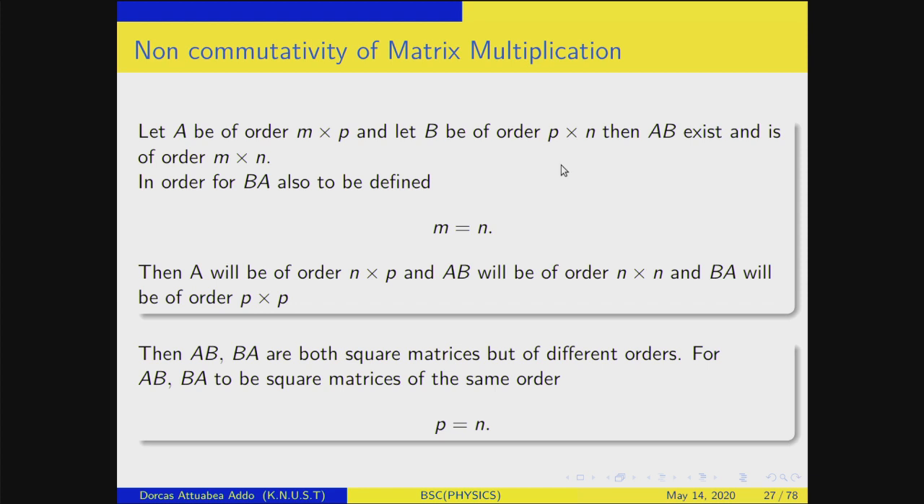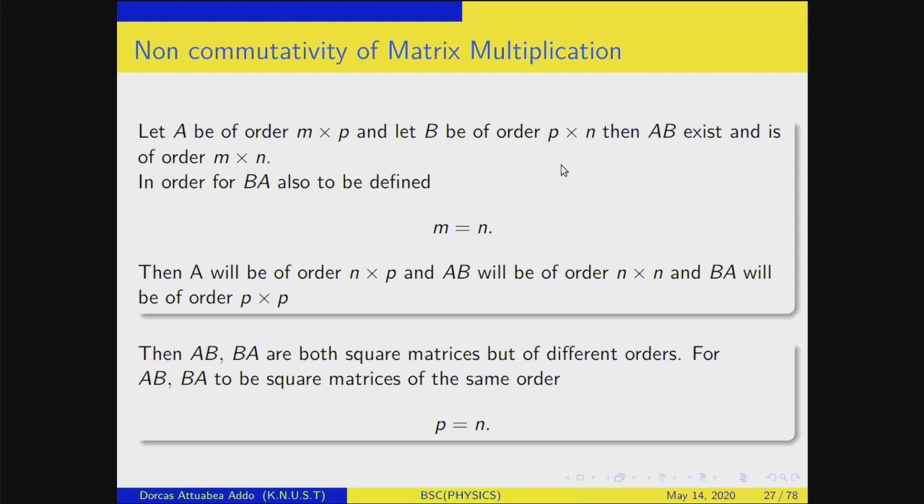So then we are saying that AB and BA are square matrices. Yes, square matrices. So you can see that from here, N by N, P by P. For AB and BA to be square matrices of the same order, it means that P is equal to N, like we showed here.